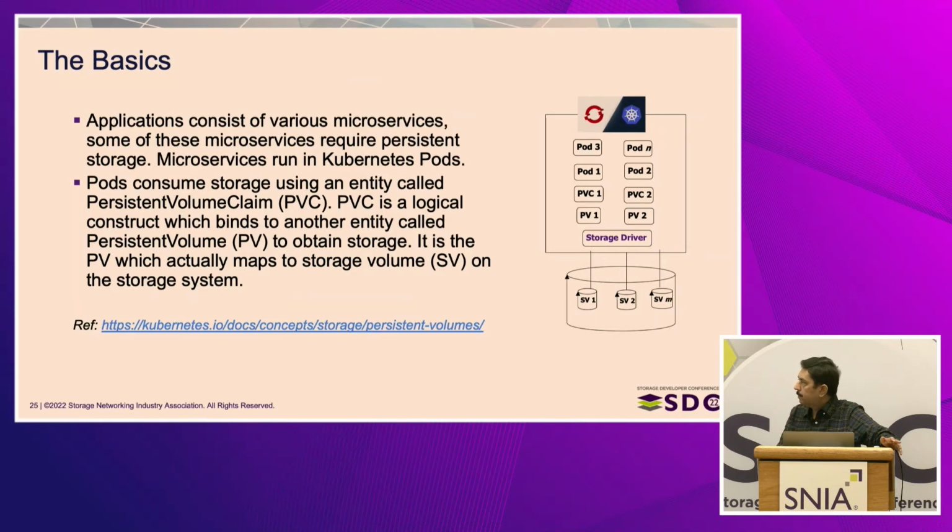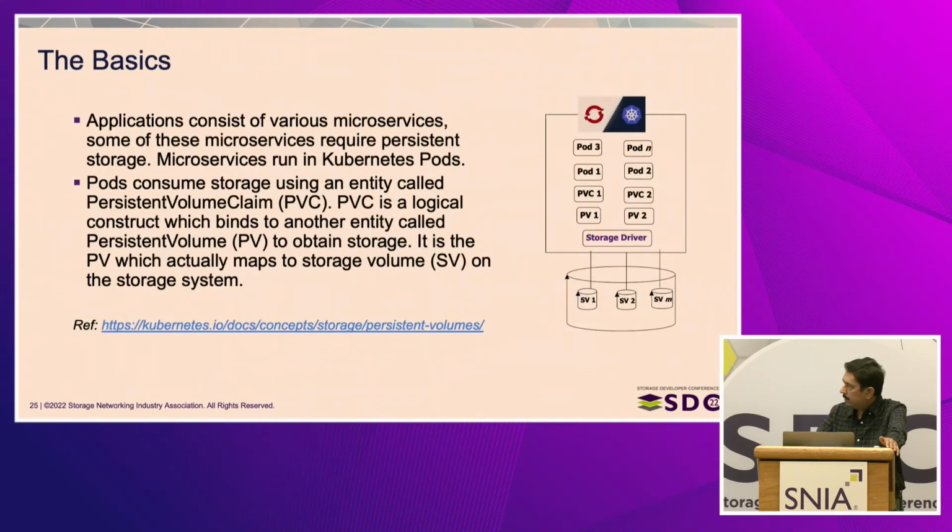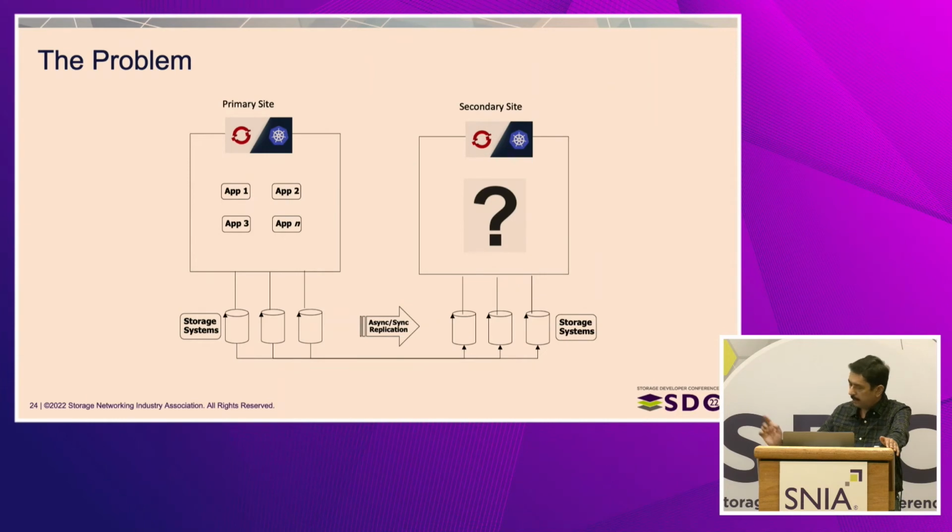All right. So what we want to do is, when you have this set of volumes on the left side, let's say SV1, SV2, SV3, there will be a replicated set of volumes. Let's call them SV1 dash, SV2 dash, and SV3 dash, right? So that's the pair, basically, the replicated volumes.